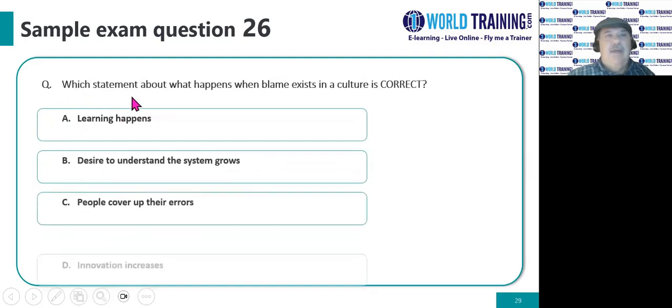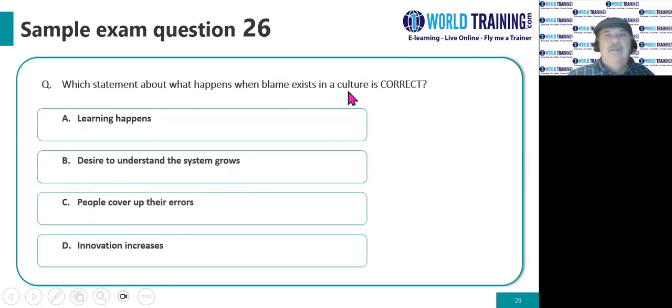26, which statement about what happens when blame exists in a culture is correct? Some of these questions are awkwardly worded, but okay, so which of these statements has to do with when blame exists? Learning happens? Not normally. People shy away from learning when they're getting blamed. Desire to understand the system grows. I don't understand the answer, to be honest with you. Let me come back to that.